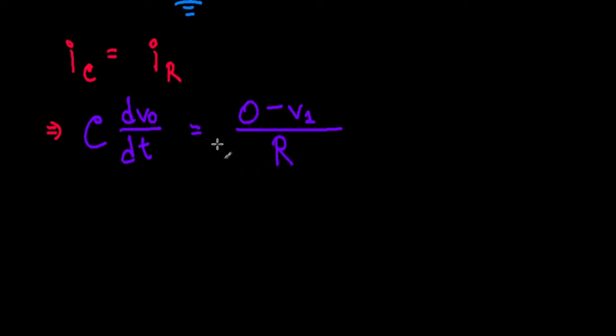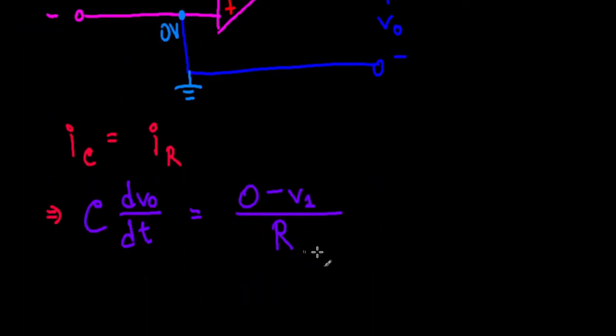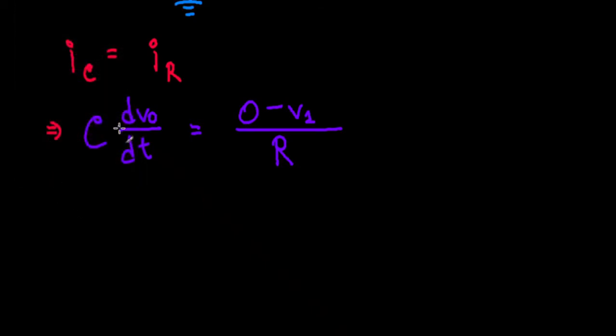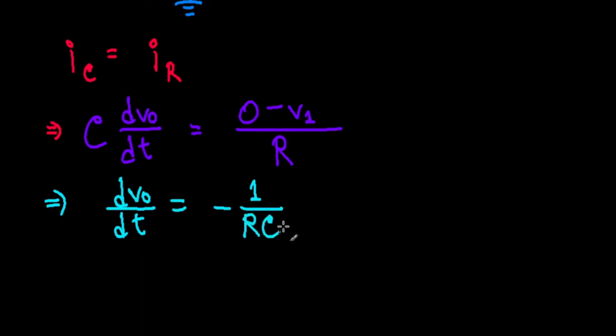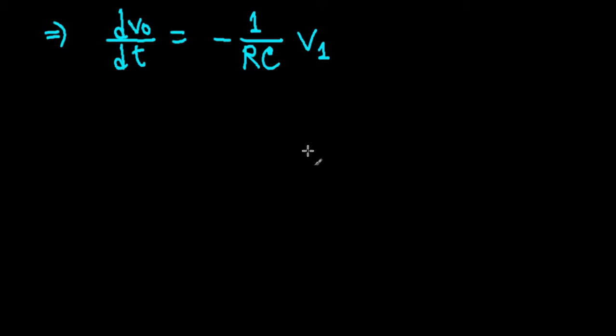I labeled that V1, right? You could call it V supply, but for now I'll stick to V1, because I will actually see the summing integrator, so I won't change that for now. So this gives us that the derivative of the output voltage is equal to negative 1 by RC multiplied by V1. But this is the derivative of the output voltage. You actually just want the output voltage, not its derivative. So to find that, we need to integrate both sides.